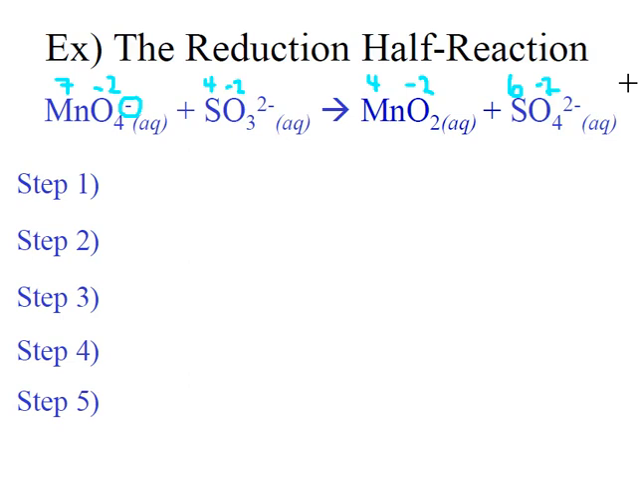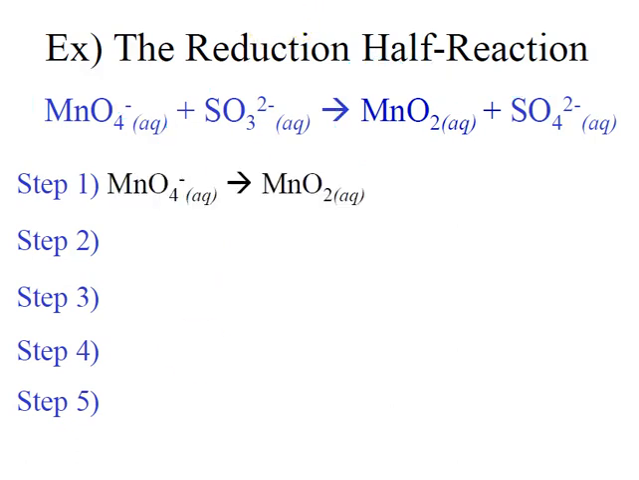From here, we need to know who was reduced. That means their oxidation number went down because they gained electrons, because we're doing the reduction half. So if you look at manganese, it's got a 7 on it, and in the product side it has a 4. So our manganese was reduced. When we write our reaction, we use the whole compound. The permanganate goes to the manganese 4 oxide. So there's our half reaction to start.